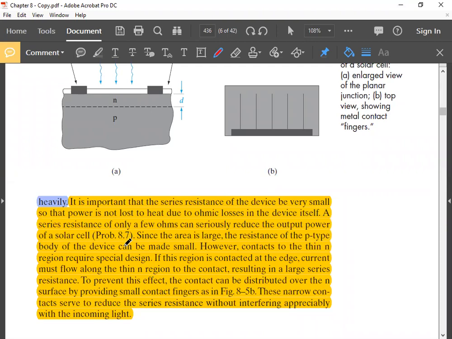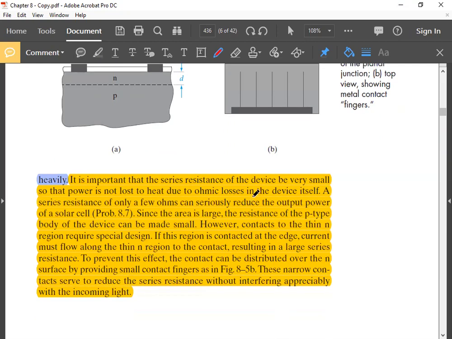R is the external resistance. So obviously you can understand if a portion of that obtainable power is lost as an ohmic loss, then the power delivered to the external circuit will get reduced. So that is a loss. We have to minimize that loss. A series resistance of only a few ohms can seriously reduce the output power of a solar cell. So how can we reduce the series resistance of the solar cell?